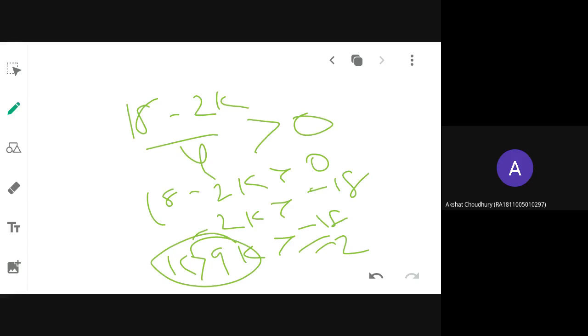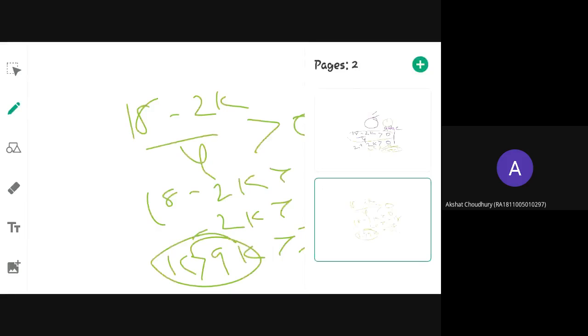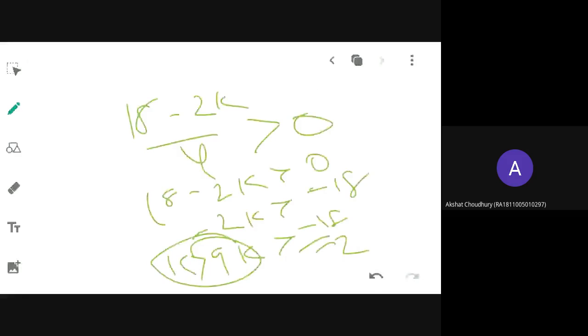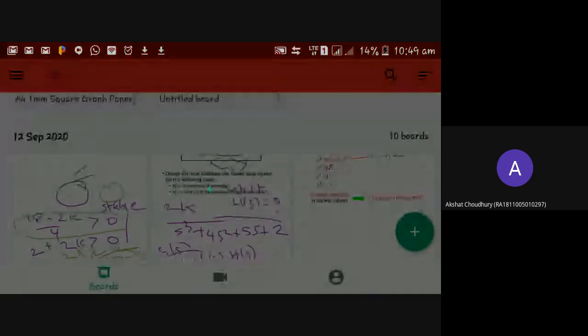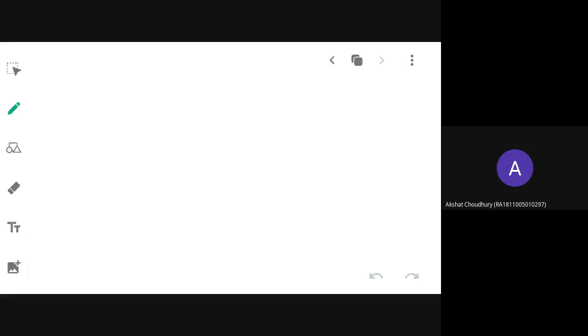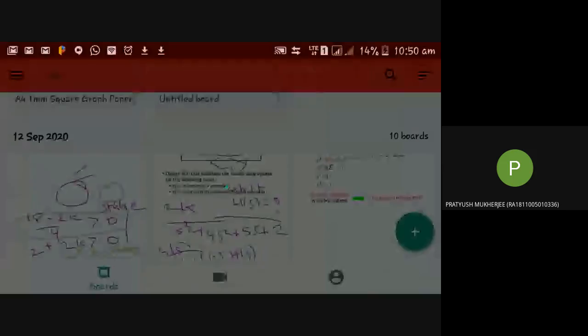So this is how you have to find the range of K for it to be stable. What is the range of K that you are having? The lower value is minus 1 and the higher value is 9. Minus 1 to 9.